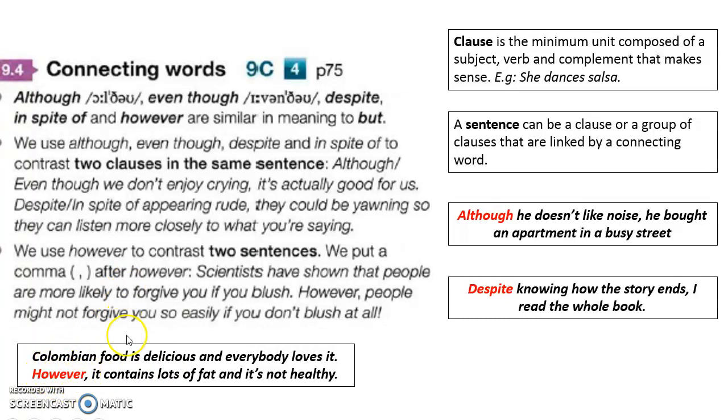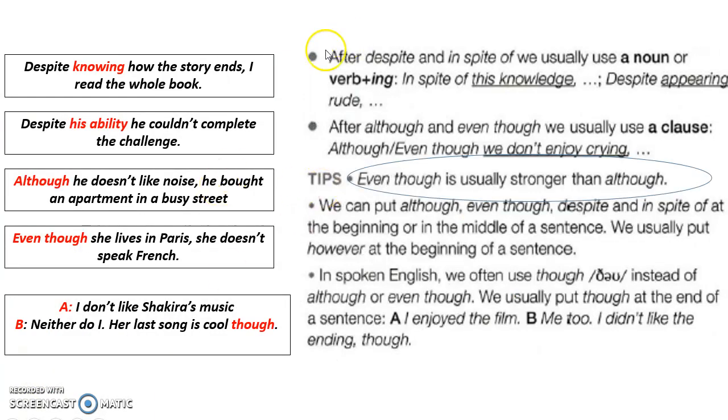However. So in terms of the structure, right, we have to take into account that after despite or after in spite of, we usually use a noun. For example, despite his ability, he couldn't complete the challenge. We're talking about a person who has a lot of abilities, but in that hypothetical case we're talking about, that person was not able to complete the challenge. So despite his ability, he couldn't complete the challenge.